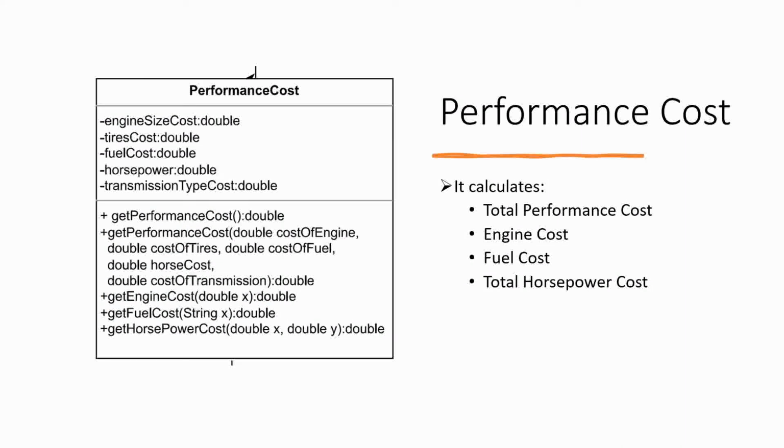This performance cost class is one of our parent classes which takes 5 instance variables, all double as can be seen in the diagram. So it has engine size cost, fuel cost, horsepower and transmission type cost, basically which is used to define the performance of the car.